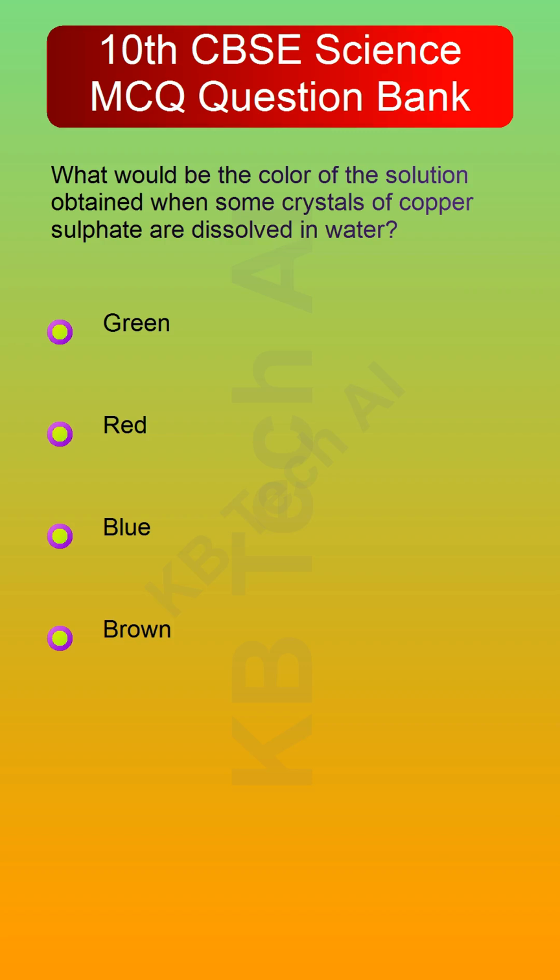What would be the color of the solution obtained when some crystals of copper sulfate are dissolved in water? Option 1, green. Option 2, red. Option 3, blue. Option 4, brown. The answer is, Option 3, blue.